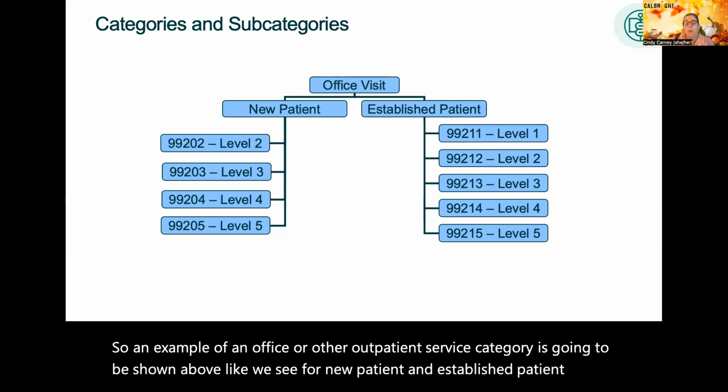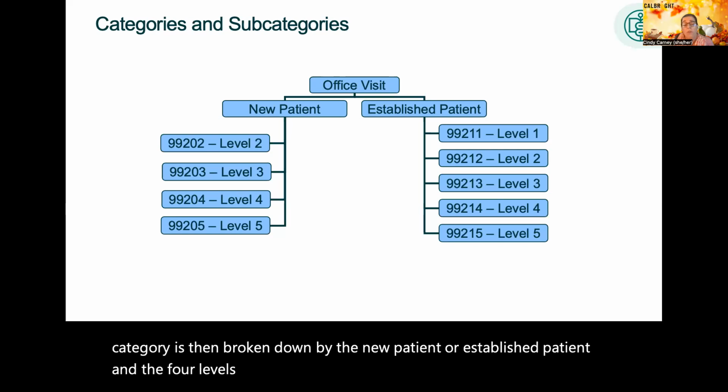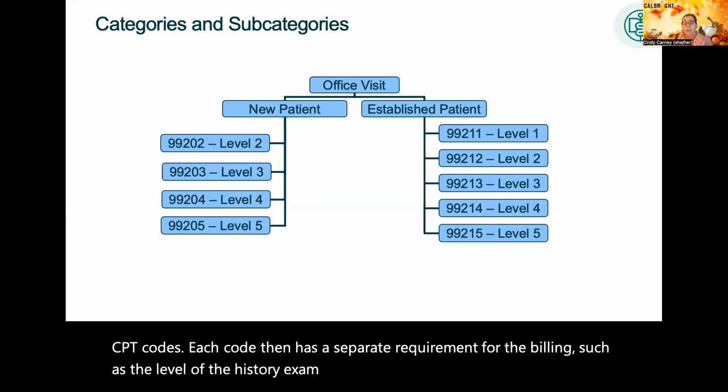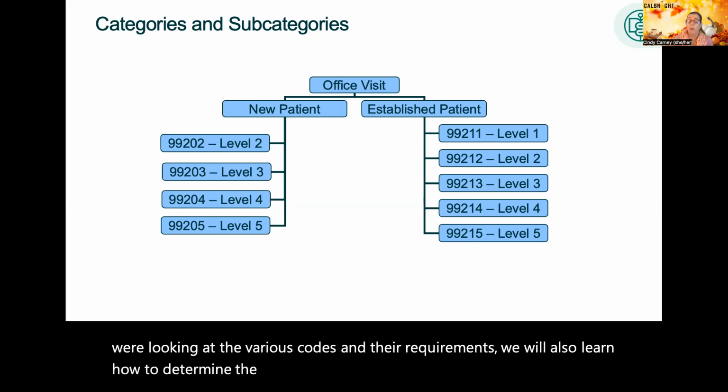The category is then broken down by the new patient or established patient in the 4 levels of codes for each one of those CPT codes. Each code then has a separate requirement for the billing, such as the level of the history, exam, and medical decision-making. While we will look at the various codes and their requirements, we will also learn how to determine the different levels shortly.